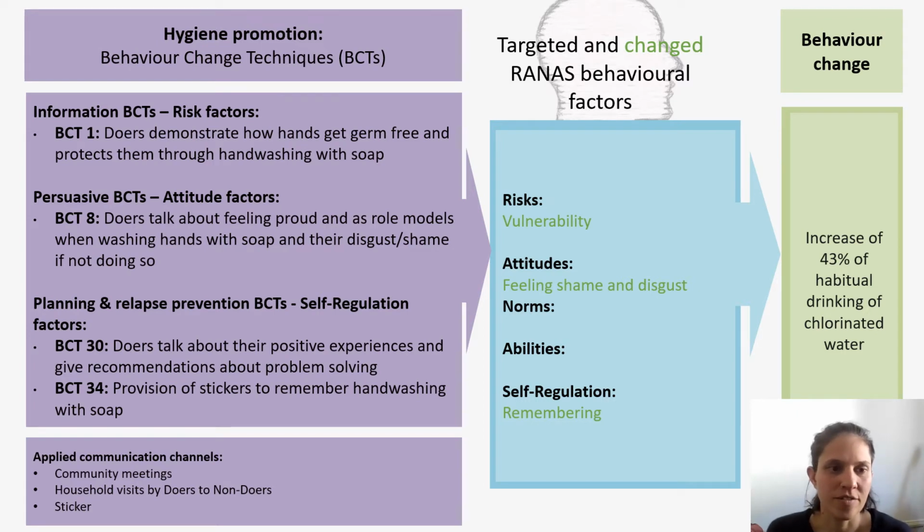This is one example of the results of our campaign from the final evaluation. On the left side, you see what we implemented: different behavior change techniques to target different factors, vulnerability, shame and disgust under the attitudes, and remembering. And we managed to change those factors. And the behavior that we tried to change in this example was the drinking of chlorinated water, and we achieved an increase of 43% of habitual drinking of chlorinated water. And with this, I hand over to you, Anna.